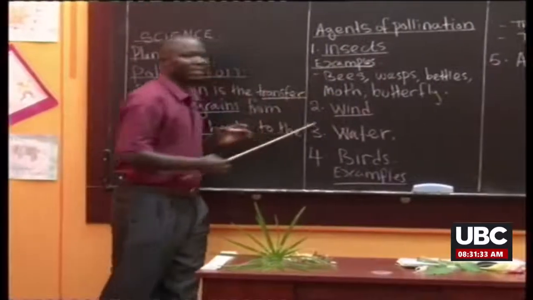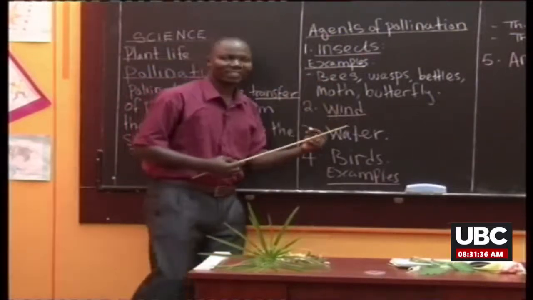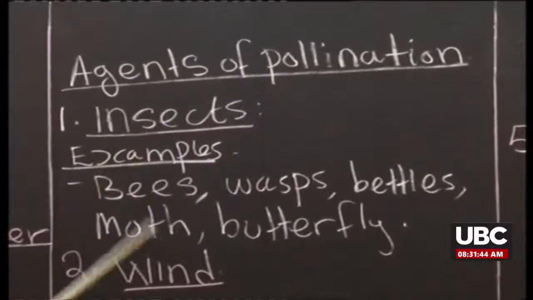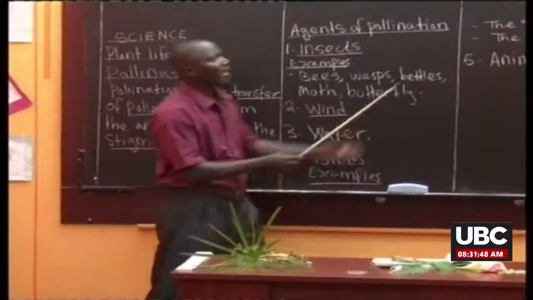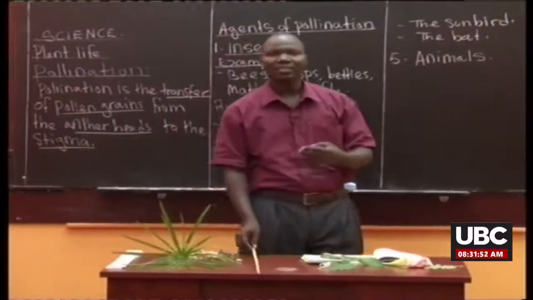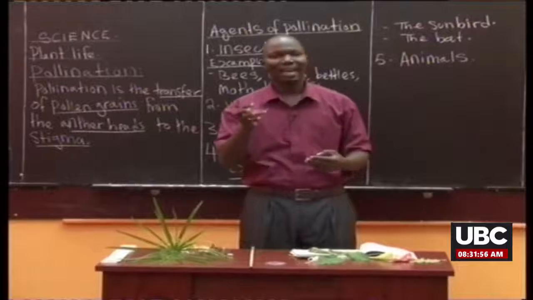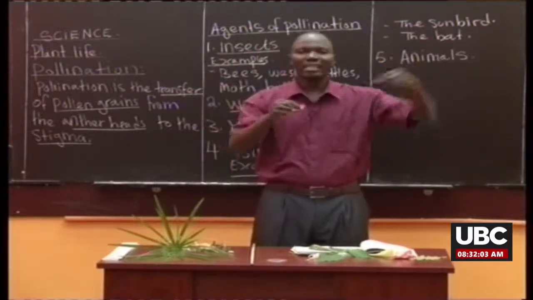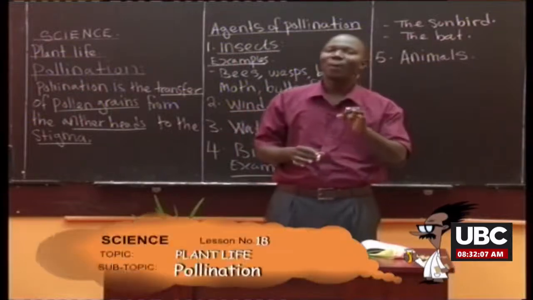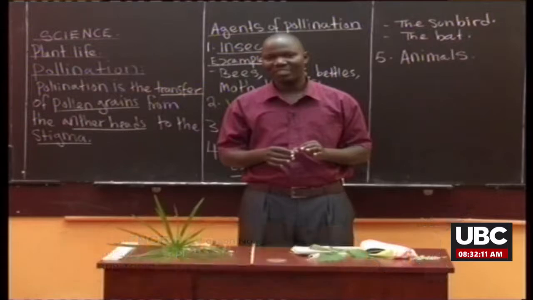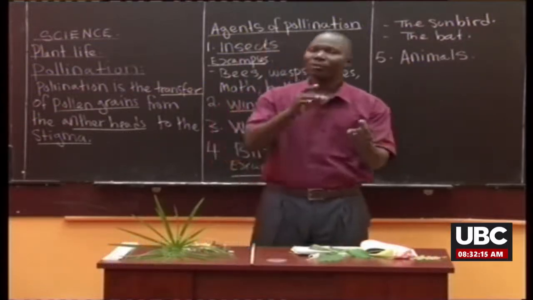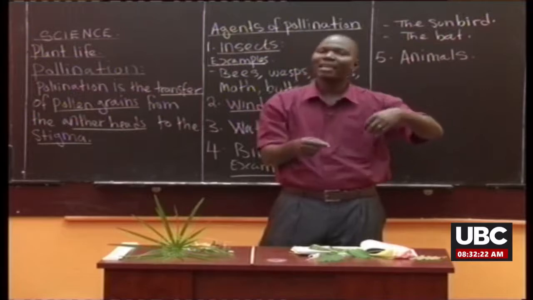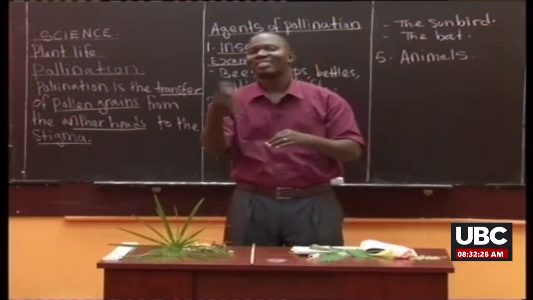And then what are those things that help to carry pollen? They are the ones we are calling agents of pollination. And among them we have insects, wind, water, birds, animals. All those are the agents of pollination. They help to carry the pollen from the anther to the stigma. We shall be asking ourselves some questions. Is it true all plants, all flowers are pollinated by wind? Is it true all plants, all flowers are pollinated by insects? We discover that in our next coming lessons.